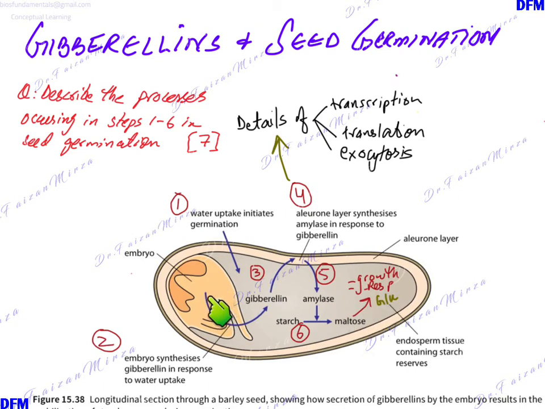The embryo will use this in growth, in mitosis and cell division and increase in size, and eventually this embryo will sprout out into radicle and plumule. We said that the seed turns into a seedling and germination occurred. So when germination occurs, the embryo just pops out of this seed, and the roots start to grow, and the shoot also starts to grow. That's all the gibberellins are doing in seed germination.